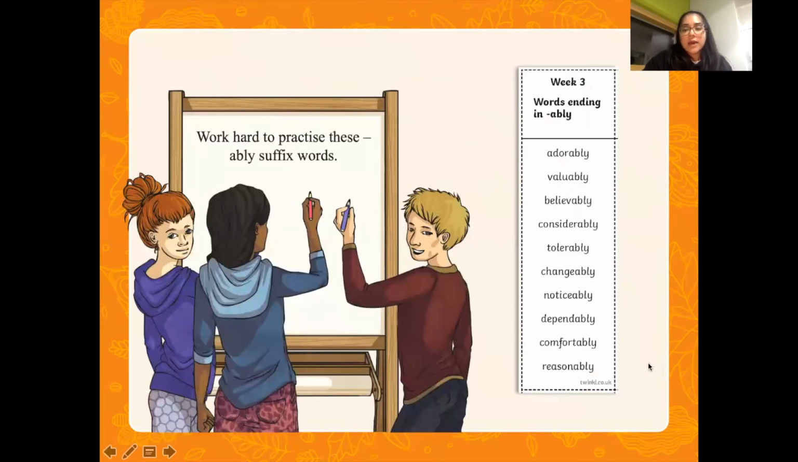Okay, so these are your spelling words for next week. We have adorably, valuably, believably, considerably, tolerably, changeably, noticeably, dependably, comfortably, and finally reasonably. So pause the screen here and have these words written down and make sure that you learn them for next week's spelling quiz. I will see you next time.